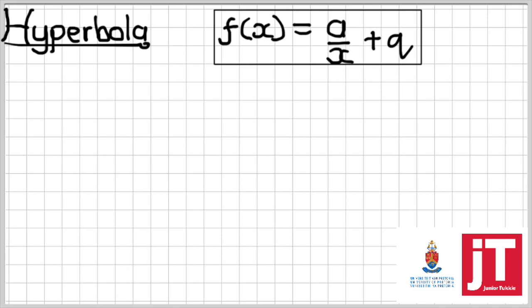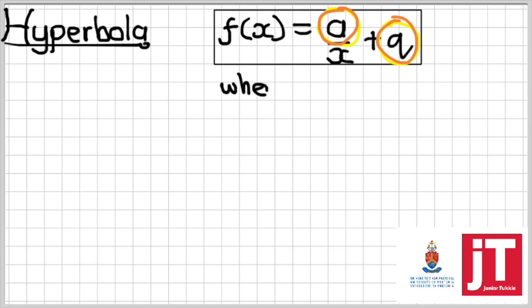Just like all the other functions, we need you to realize and identify what variables make up that function. In this context, we've got two variables. The two variables are your a and your q. You need to know the effects of those two.